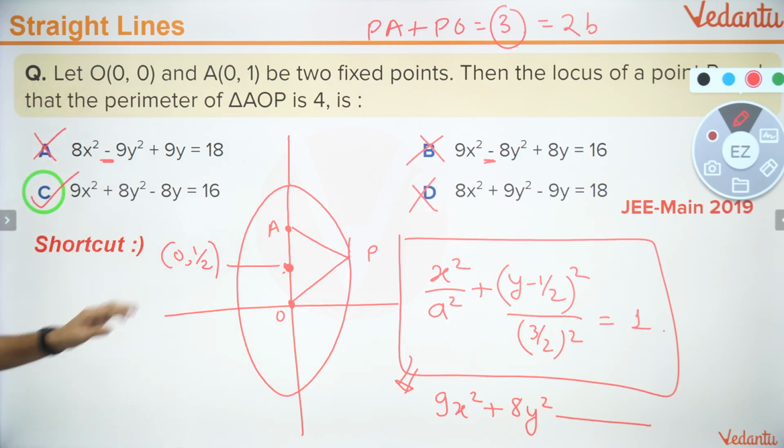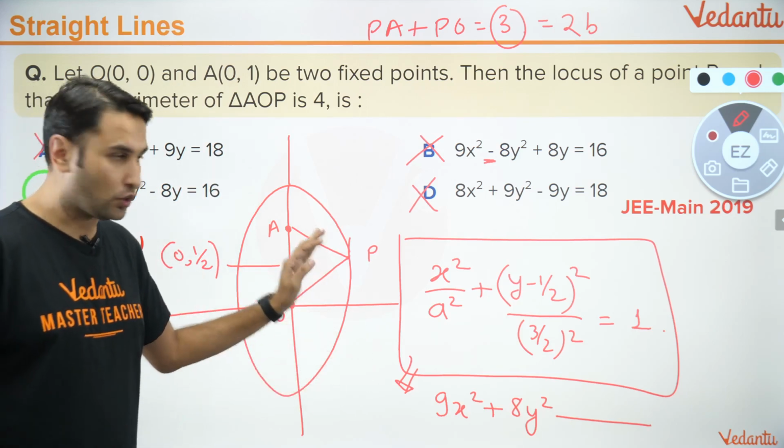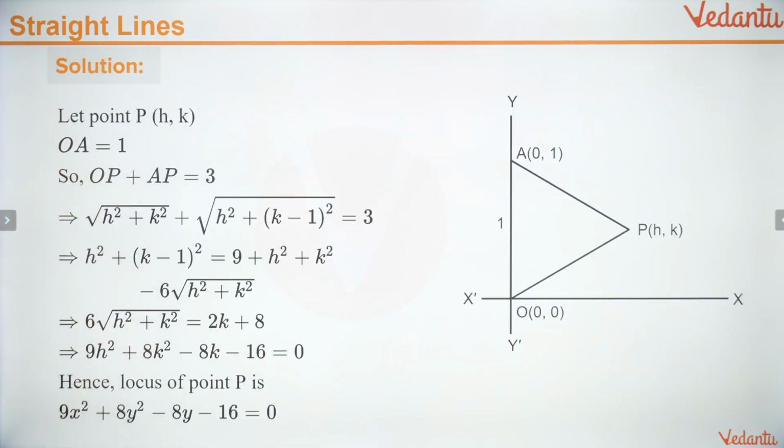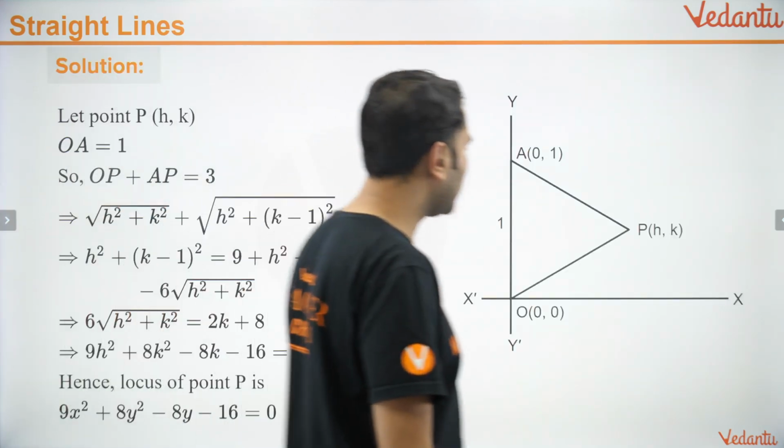Got it? Okay, revise this once again. Do revise it once again. What is the ideal way to solve it? This is the ideal way to solve it. What is the ideal way to solve, children?